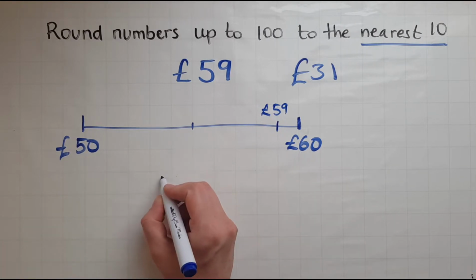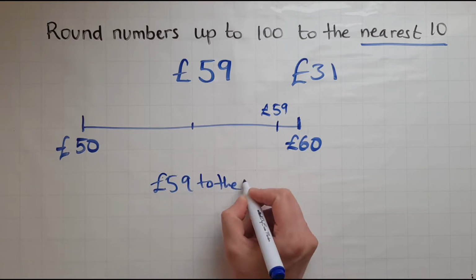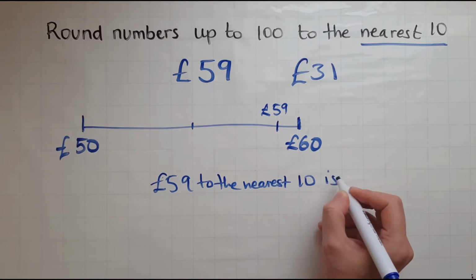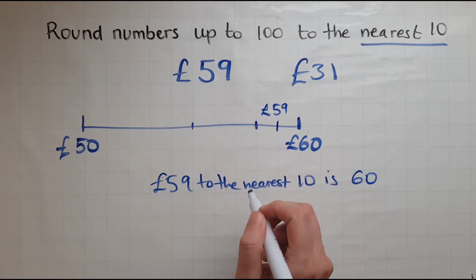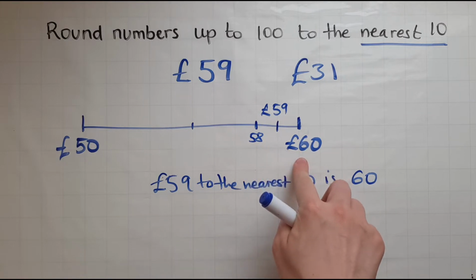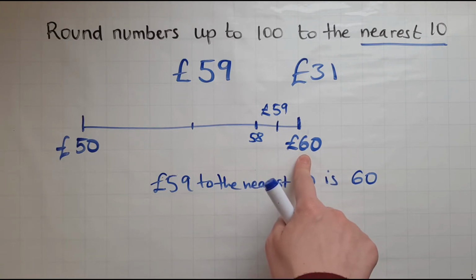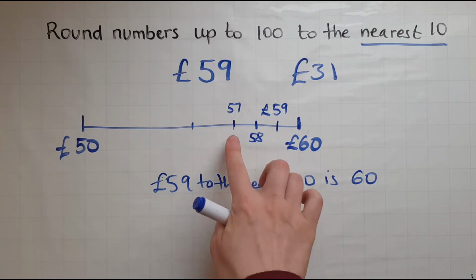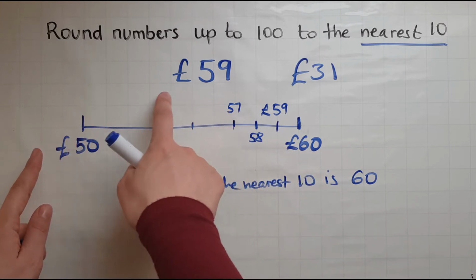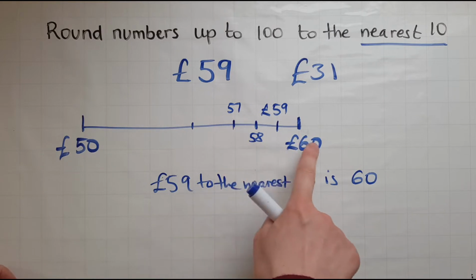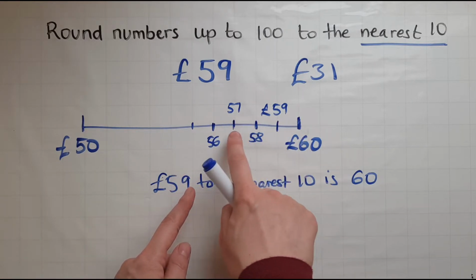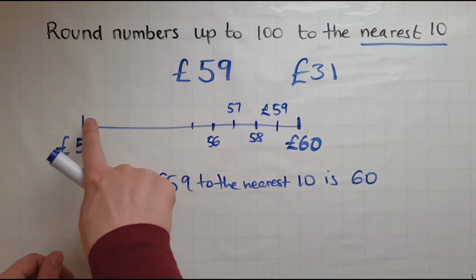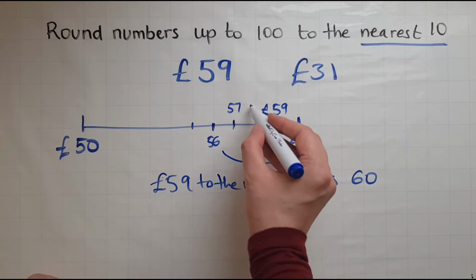So 59 to the nearest 10 is 60. What about 58? Then again, 58 is here. So that is close to 60. So we can say to the nearest 10, that is 60. 57. Then again, that's closer to 60 than it is to 50. So to the nearest 10, that is 60. 56 to the nearest 10, again, it is closer to 60 because there are 1, 2, 3, 4 places, whereas there are 6 to 50. So 56 again goes to 60.